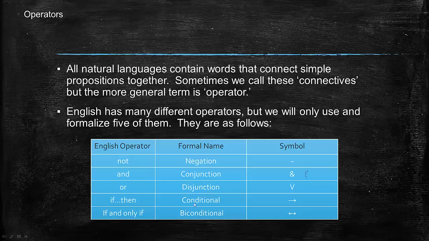There's or, which in logic we call a disjunction rather than a conjunction, and that's represented as a wedge or a V. There's if, then, which we call the conditional, which we represent with this arrow going from left to right. And there's also if and only if, which I said before, sometimes we abbreviate as IFF, but we call it the biconditional, and we symbolize it as this double arrow. All right?